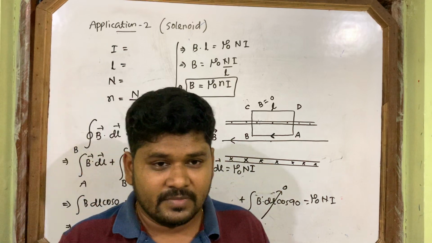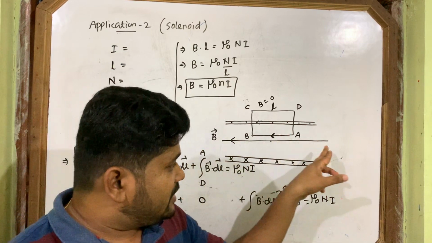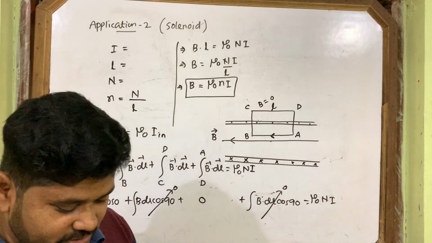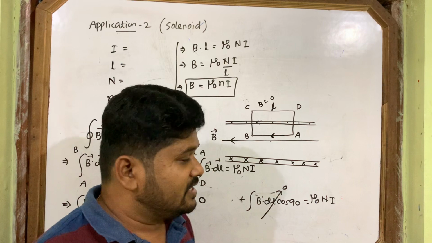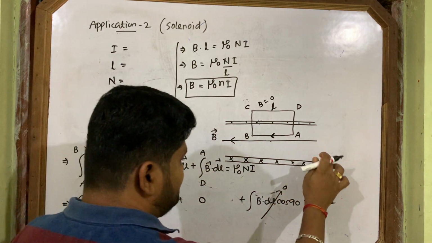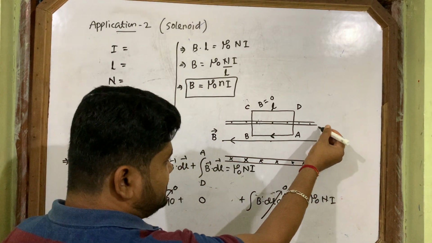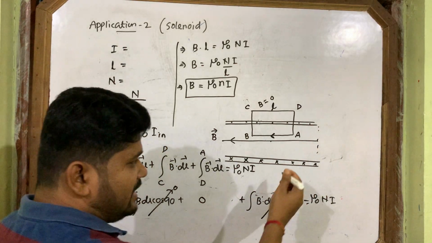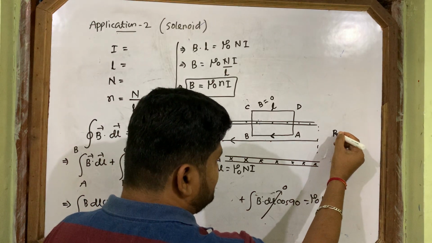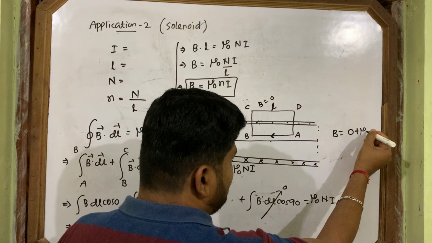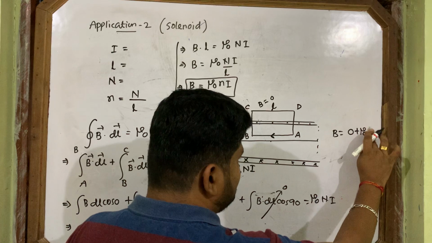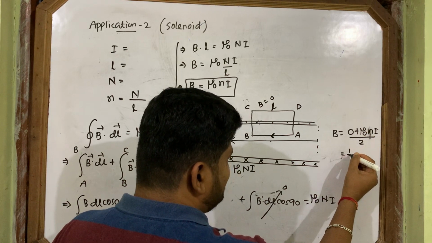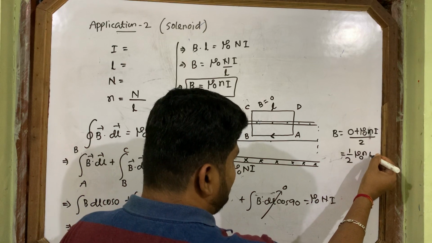But if you come to the end of the solenoid, no derivation for the end of the solenoid is there for your level. But you can see that the end is just the average of inside and outside. Outside the magnetic field is 0 and inside the magnetic field is mu naught small n I. So we take the average, and it becomes half mu naught n I.